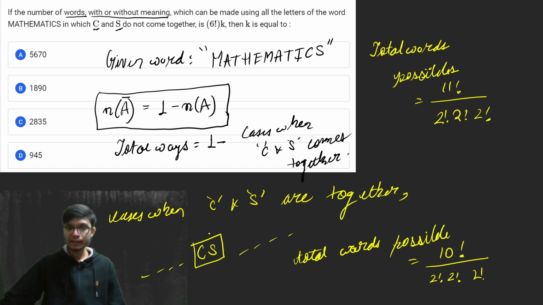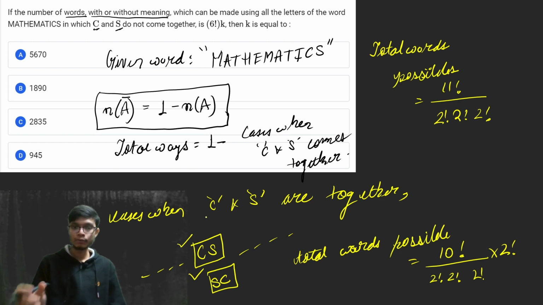Okay, now there can be another way, that is instead of C and S, they can make the case when S and C are together. Okay, S and C are together, so they can also be grouped in two different ways, that is again multiplied with 2 factorial, because the grouping of C and S can also be done in two different ways, like which is present in the first and which is present in the end. Okay, so that can also be grouped into different type.